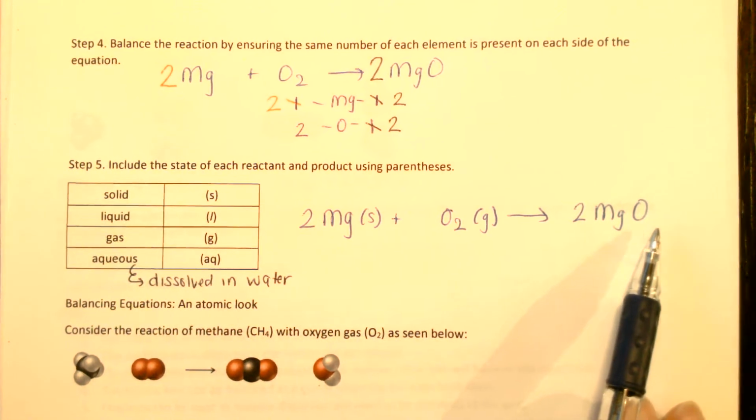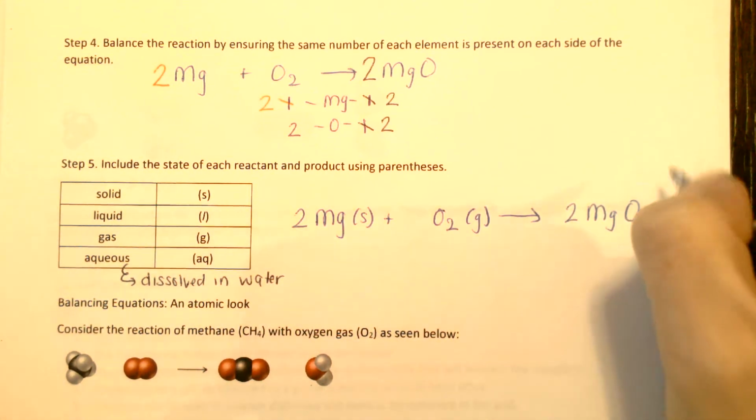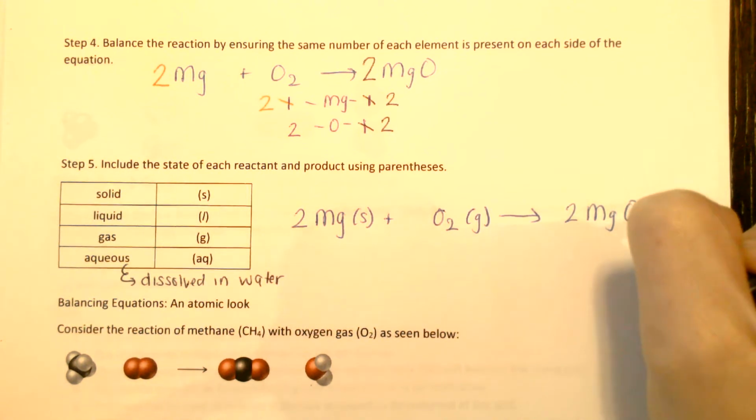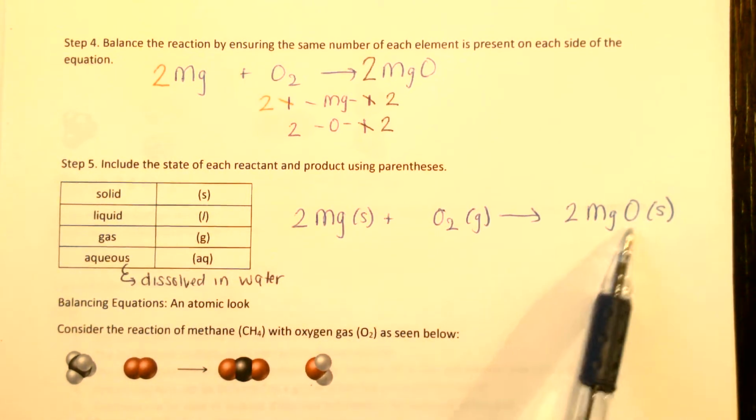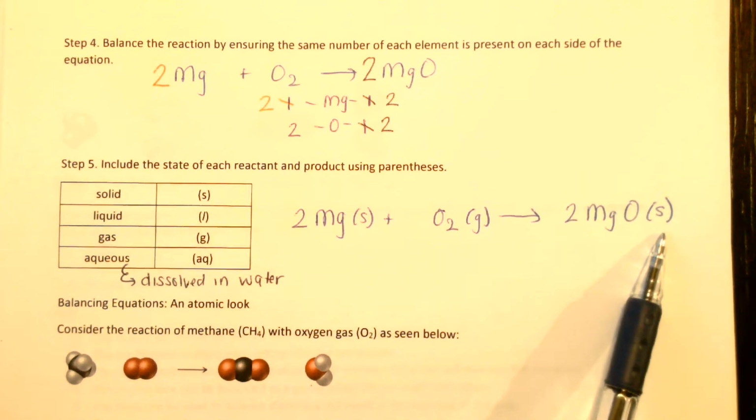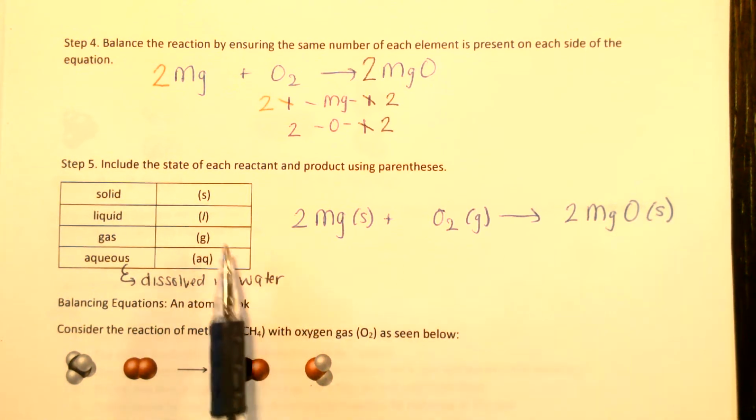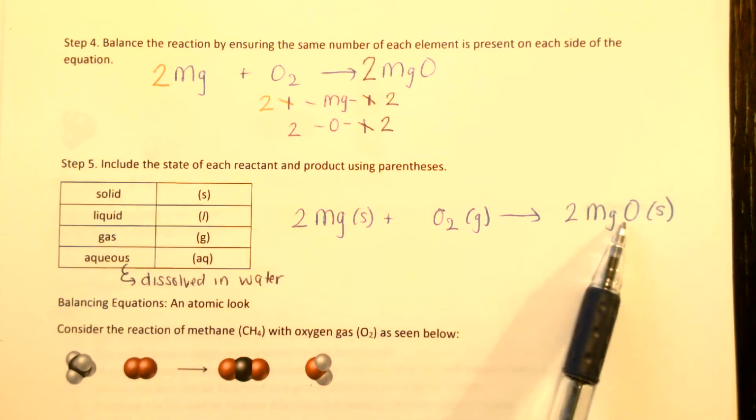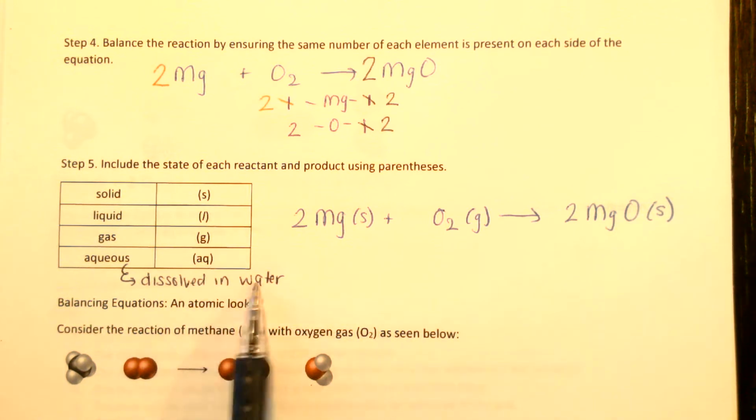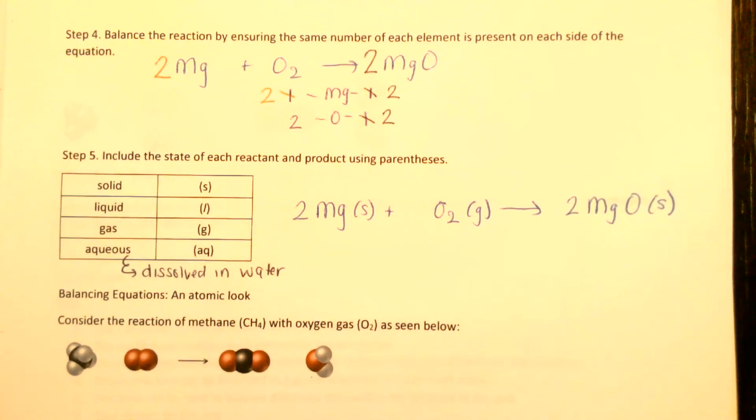Ionic compounds are all solids under normal conditions. So ionic compounds are solid unless dissolved in water, and then they become aqueous. Just on their own without water, they're solids. When we dissolve them in water, they become aqueous. And we'll talk about that.